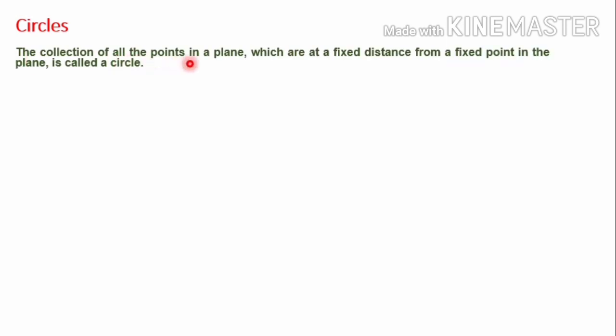The collection of all the points in a plane which are at a fixed distance from a fixed point in the plane is called a circle. The collection of all the points. Simply we cannot collect the points. There are some properties. The property is they are at a fixed distance from a fixed point.